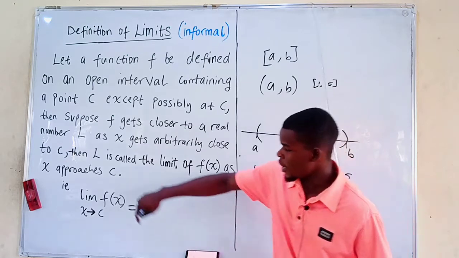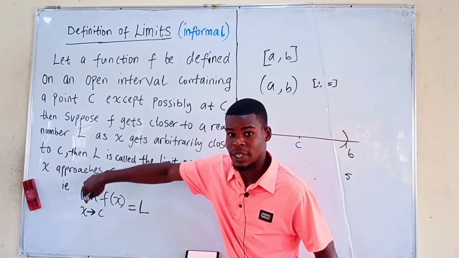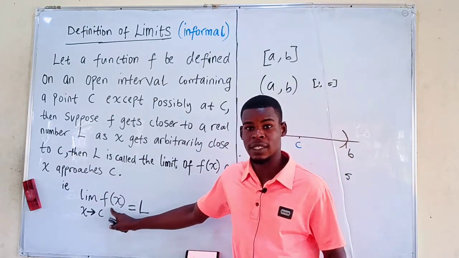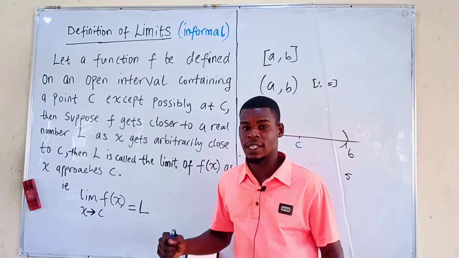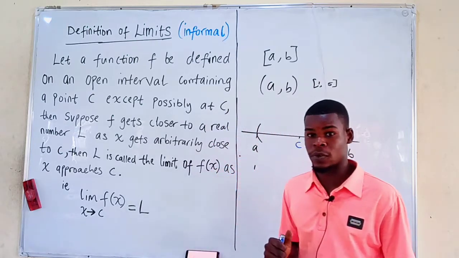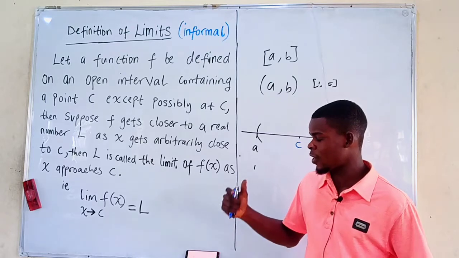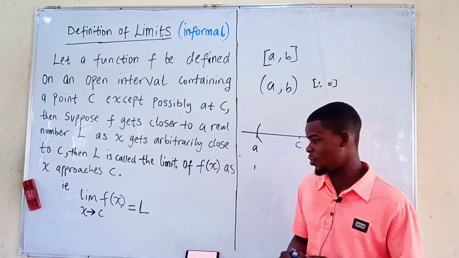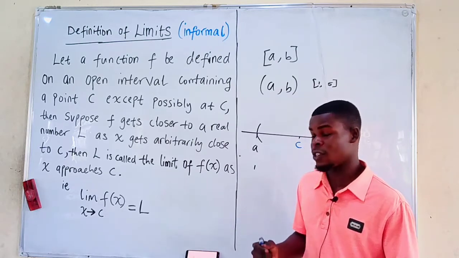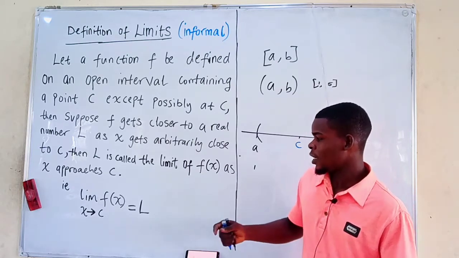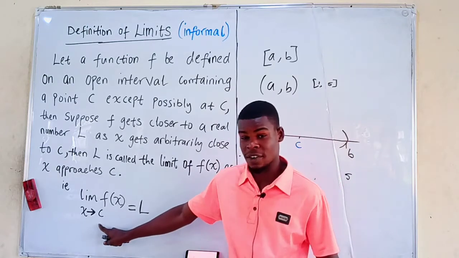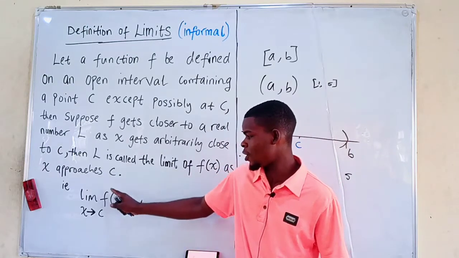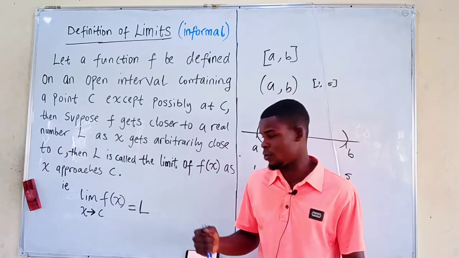We can rewrite all these statements into one line of mathematical equation: the limit of f of x as x tends to c is equal to L. So you say that the limit of that function as our input tends to that point of consideration is equal to L, given that as x gets arbitrarily close to c, the value of the function gets closer and closer to L.